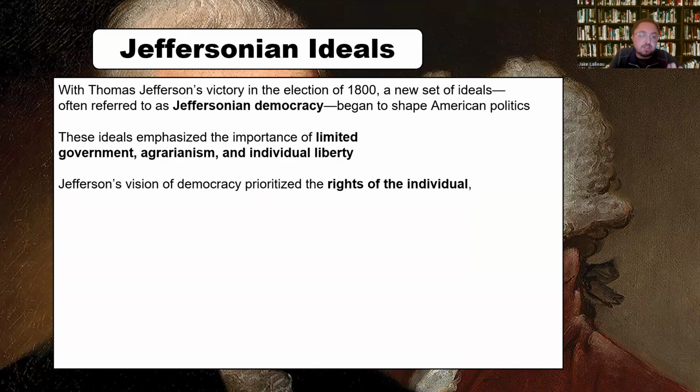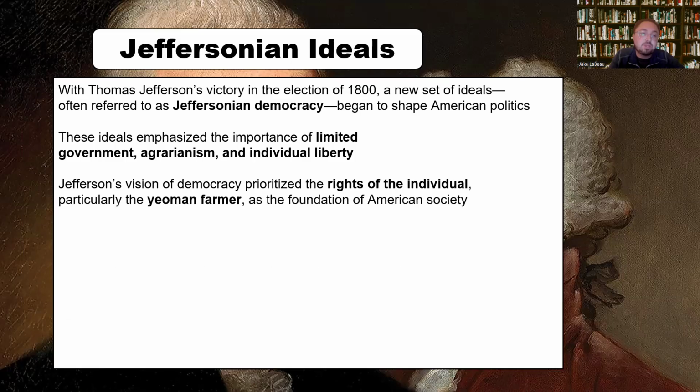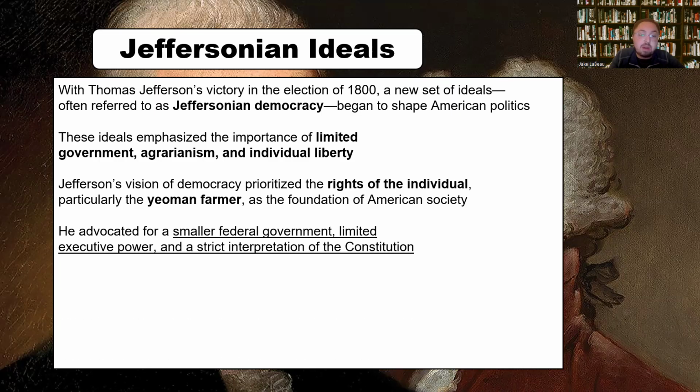So Jefferson has this vision for democracy, and he really is going to prioritize the rights of the individual, particularly the yeoman farmer, as the foundation. So the farmer is going to be that common man, and he's the foundation of American society. So he's going to advocate for a smaller federal government with limited executive powers and strict interpretation of the Constitution.